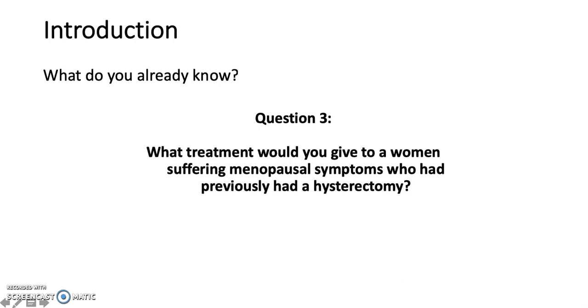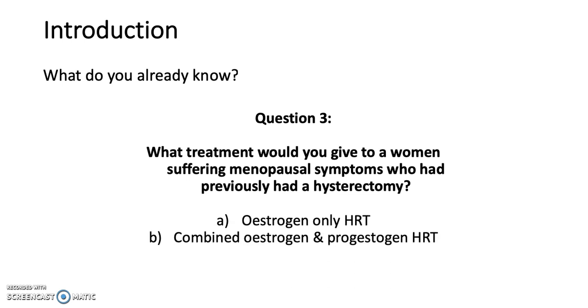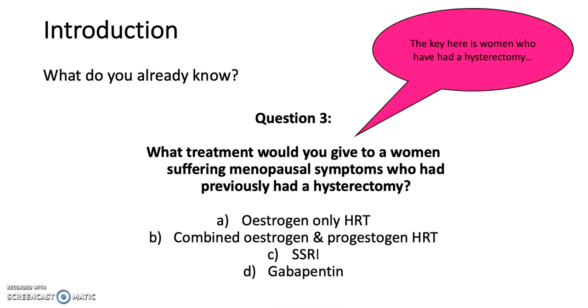Question 3. What treatment would you give to a woman suffering menopausal symptoms who had previously had a hysterectomy? A. Estrogen-only HRT, B. Combined estrogen and progesterone HRT, C. SSRI, or D. Gabapentin? The key here is that it's a woman who has already had a hysterectomy. The answer is estrogen only. Progesterone is not needed as the womb has been removed.